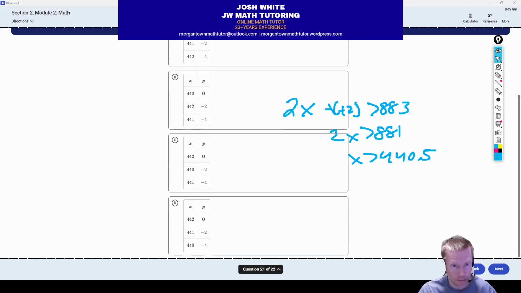Okay, so now let's compare C and D. When our y is -2, we need our x value greater than 440.5. Notice that is not true for C right here. 440 is not greater than 440.5. So we can eliminate this, along with B and A. The correct answer has to be letter D, basically by process of elimination. There's no need to check the third point, because notice here, when it's -2, this is 441, which is greater than 440.5.